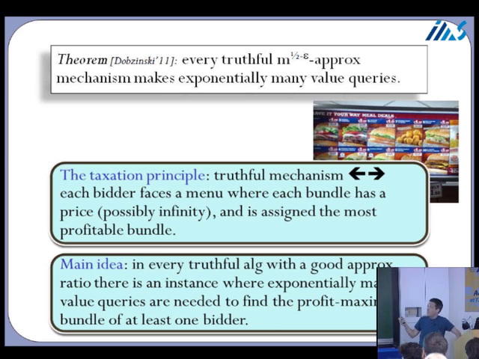And the main idea in the proof is to show that in every truthful algorithm with a good approximation ratio, there is an instance where exponentially many value queries are needed to find the profit maximizing bundle of at least one bidder.